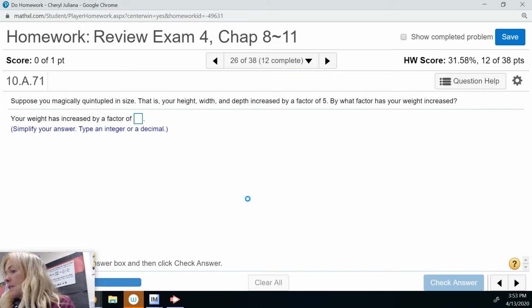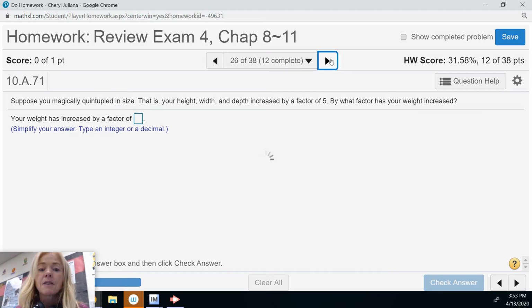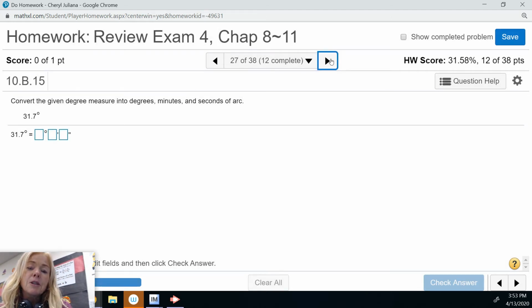All right. And then next up we have number 27. Convert the given degree measure into degrees, minutes, and seconds of an arc.